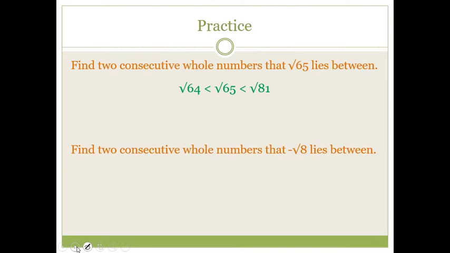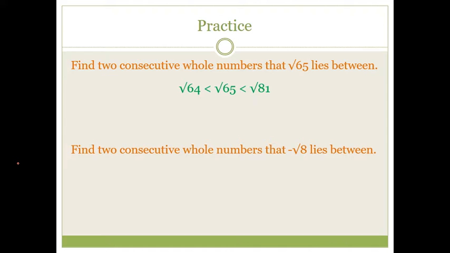Alright, so for the square root of 65, I go through my list of perfect squares, and I see that the square root of 65 is in between the square root of 64 and the square root of 81. You could also think about this in the reverse way. You could start going through the whole numbers. For example, I could go 7 times 7 is 49. That's a lot smaller than 65.